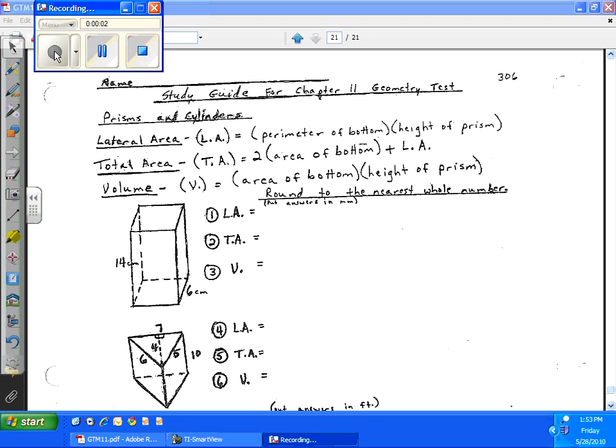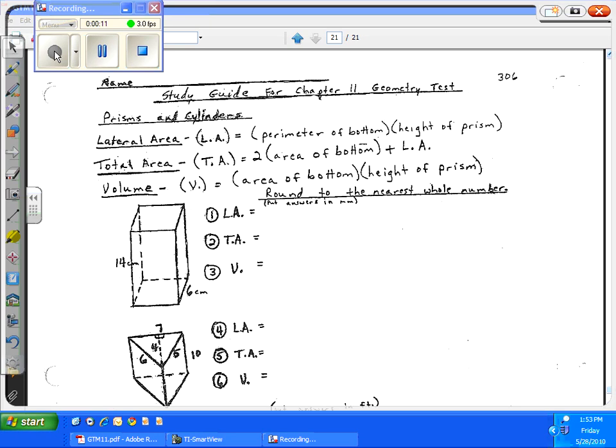Study guide for the Chapter 11 geometry test, formulas for prisms and cylinders. Remember, for lateral area, if you take the sides and you fold them out, then you're going to get a big rectangle where the base of the rectangle is the perimeter of the base of the prism, and the height of the rectangle is the height of the prism.